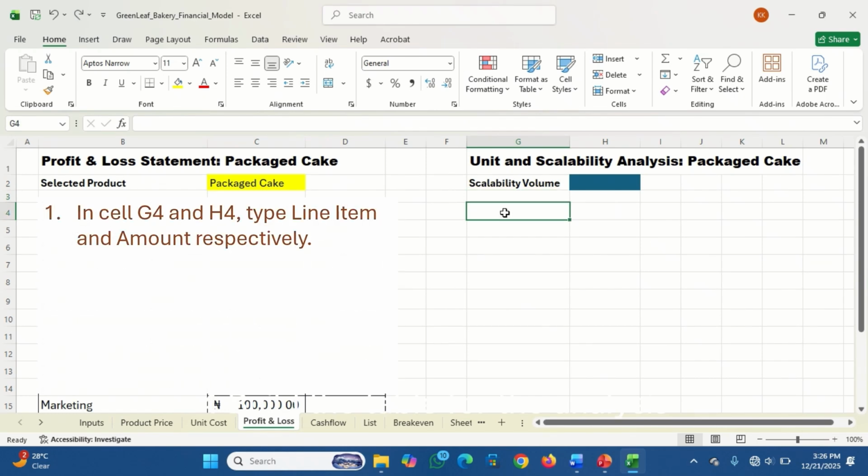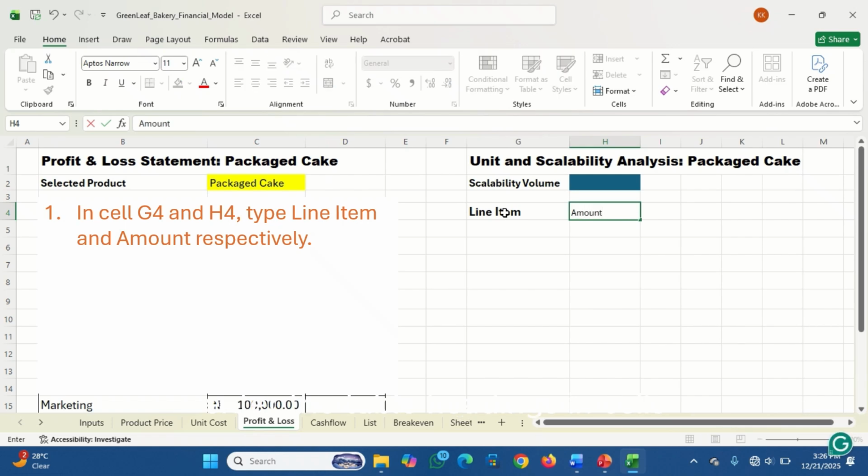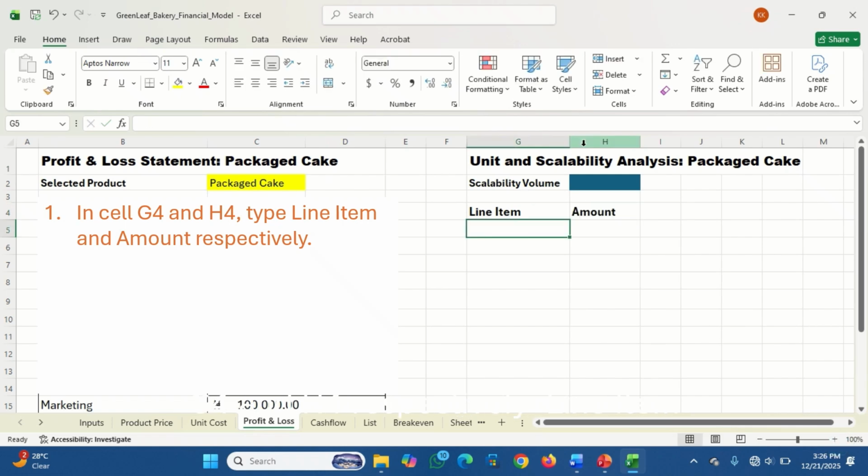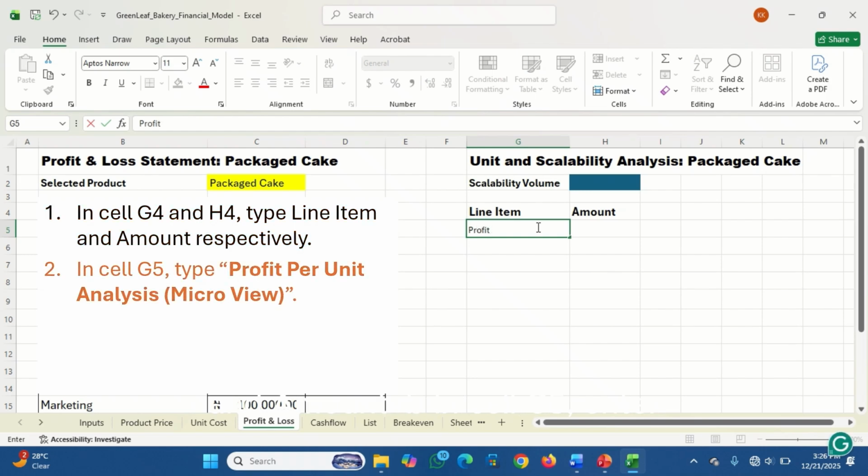Four, build the table for the analysis. Follow these steps. A. In row 4 starting from cell G4, enter the table headings in cells G4 and H4 respectively, line item and amount. B. In cell G5, enter profit per unit analysis, micro view. This will form the heading for the unit analysis that follows.